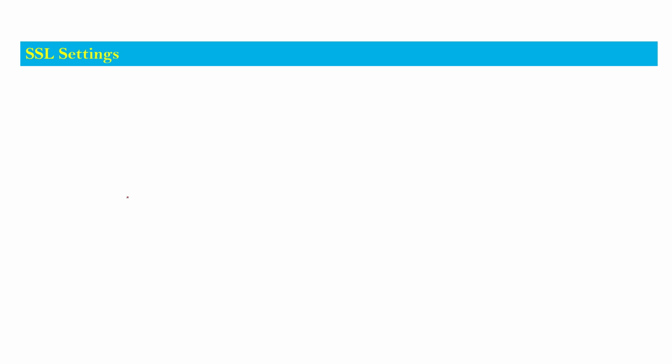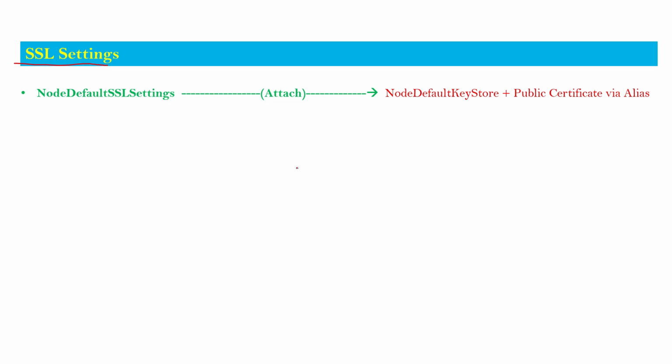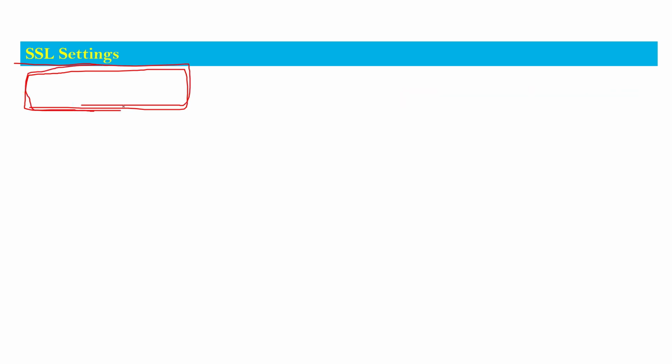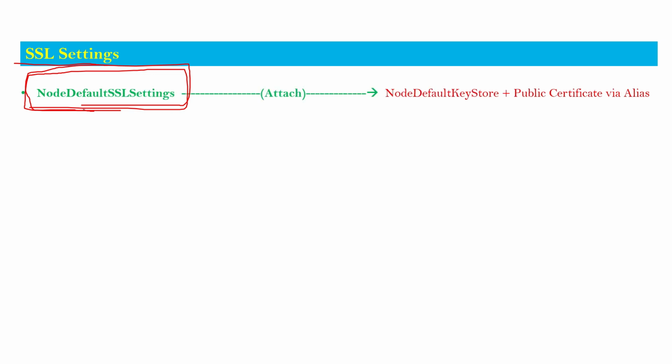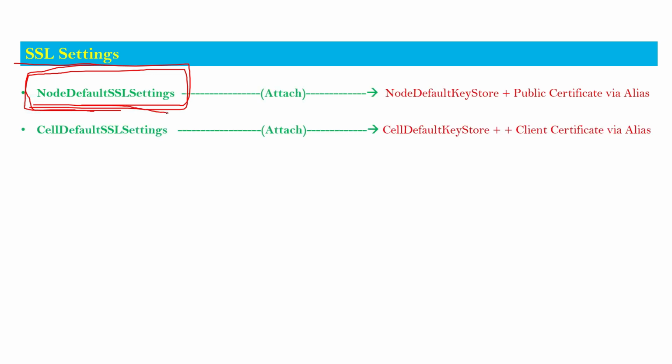Now, once you have configured your stores, we need to reflect those settings. We have got the certificate, we have configured both key stores. Now to reflect that in WebSphere, we have SSL settings. The SSL setting is named node default SSL setting, and this particular setting is specifically for the node default key store. Similarly, just like we have the node default SSL setting, we will have a cell level one as well. This is our SSL setting at the cell level, cell default SSL setting.